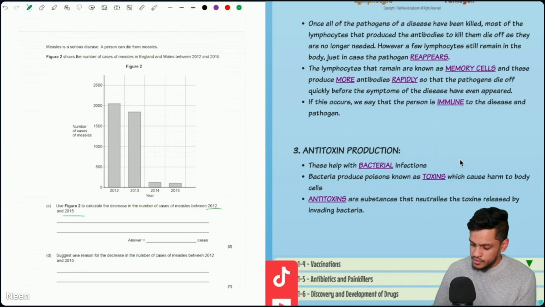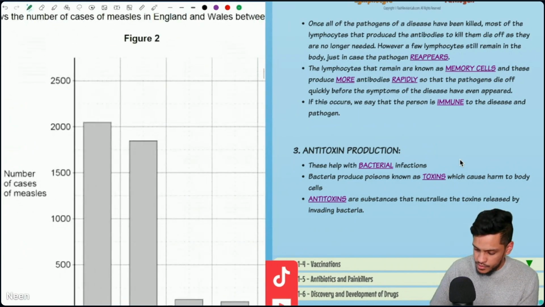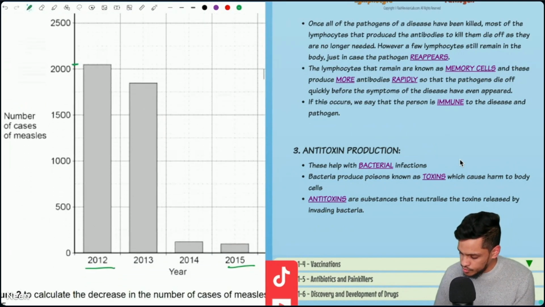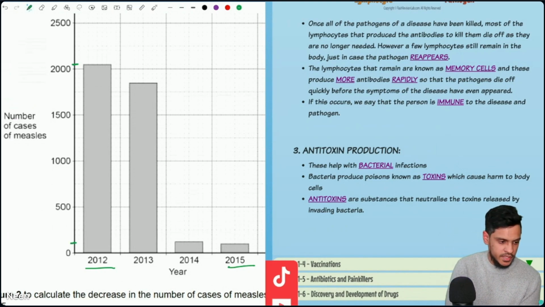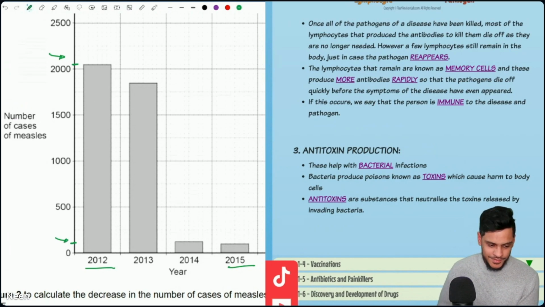Okay, so 2012 and 2015. What you need to do first is see what numbers there are. What do you guys think? What number is this? That's 2012. 2015, that's on the second square, so that's going to be down here. What do you guys think those 2 numbers are from looking at that? This one and this one.